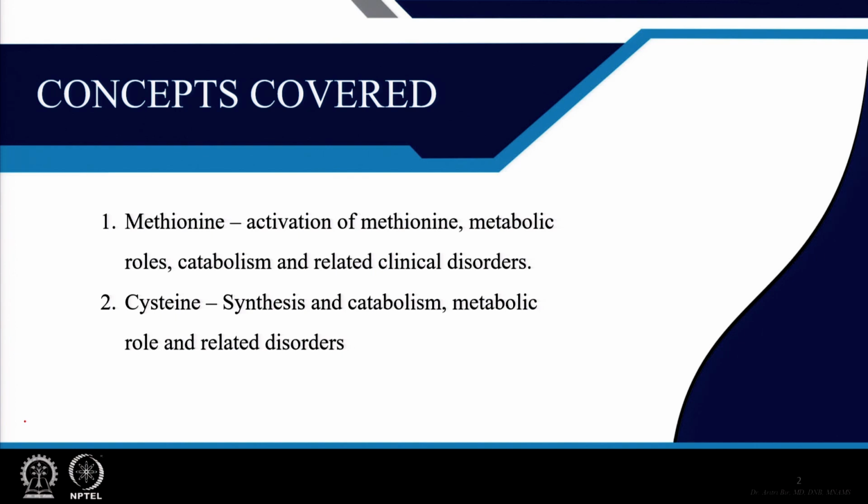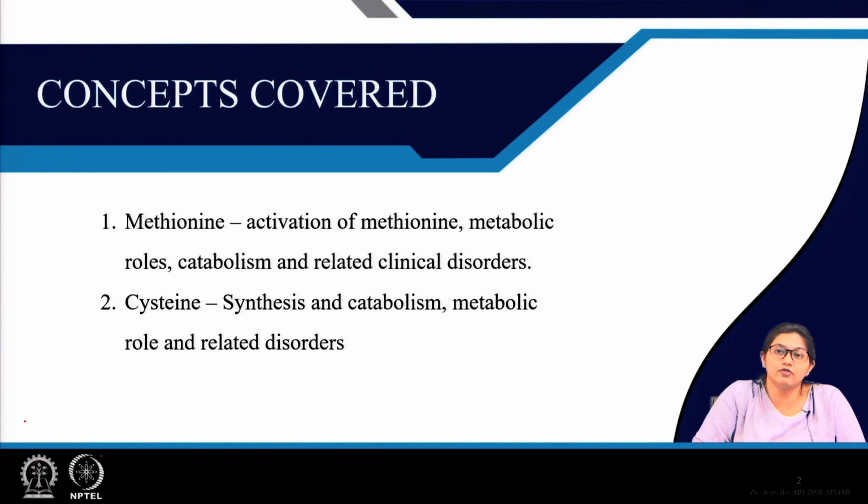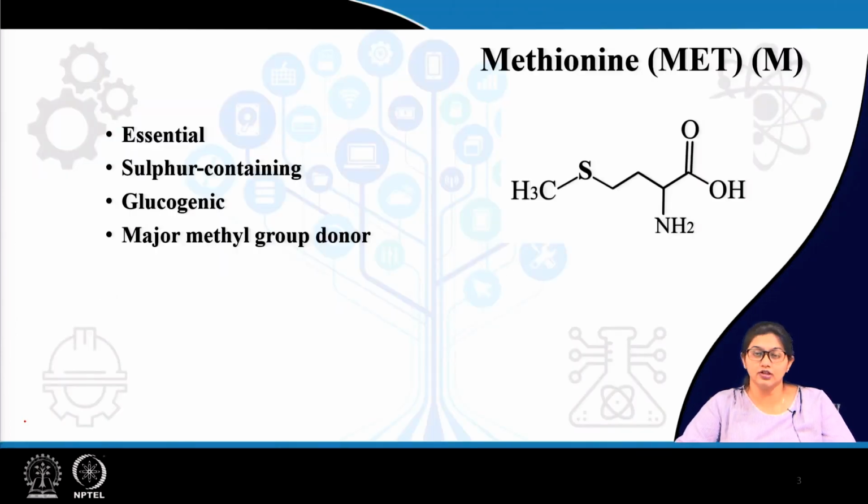So, the concepts which will be covered in today's session are related to methionine metabolism, where we will discuss how methionine is activated, how that activated methionine takes part in different types of metabolic activities, then the catabolism of methionine, and finally a few clinical disorders related to methionine metabolism. Then we will move on to cysteine, how cysteine is synthesized in our body and how it is degraded, then the metabolic roles of cysteine, and finally a few clinical conditions related to defective cysteine metabolism. So, let us move on to methionine metabolism.